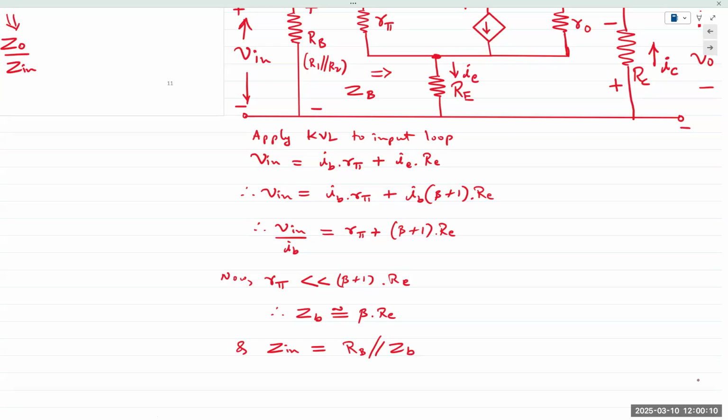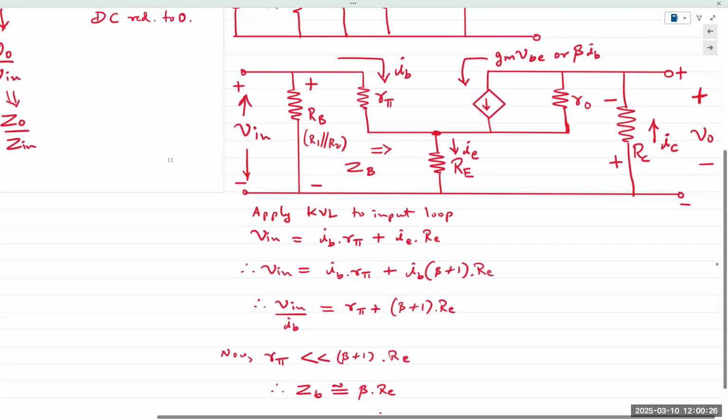Why is it reasonable? Because r pi would be typically less than (beta plus 1) RE. Zin would be from the terminals, looking at it from the terminals. Okay, so this would be the input impedance.